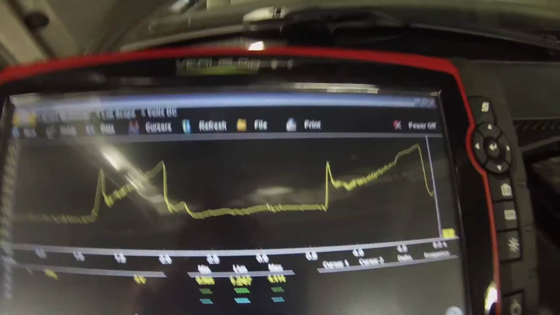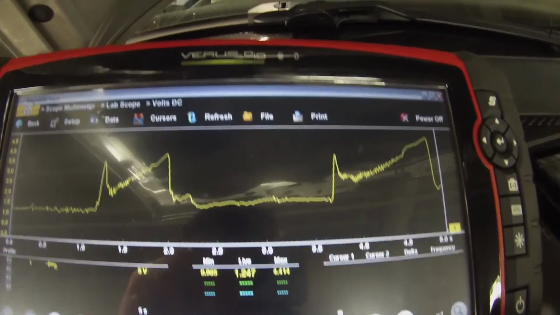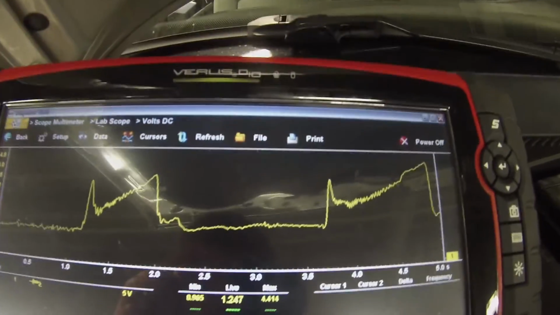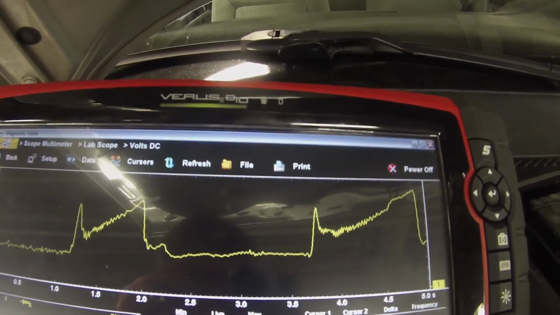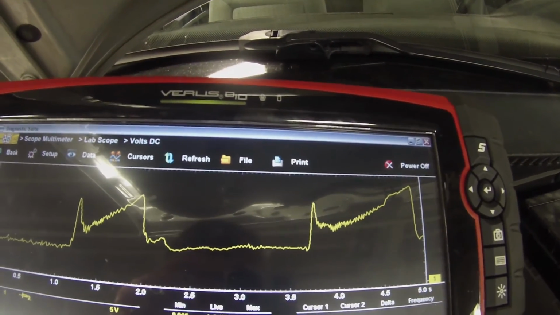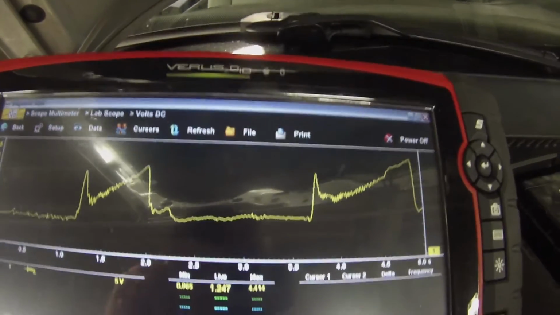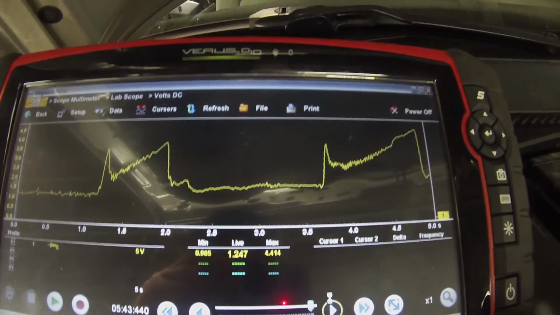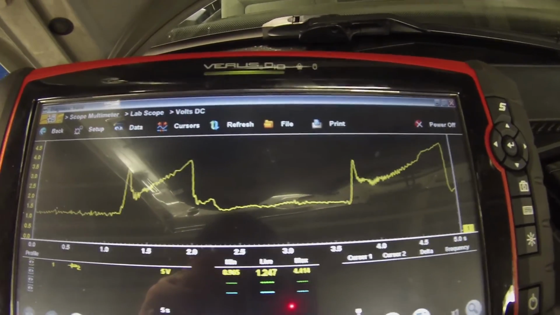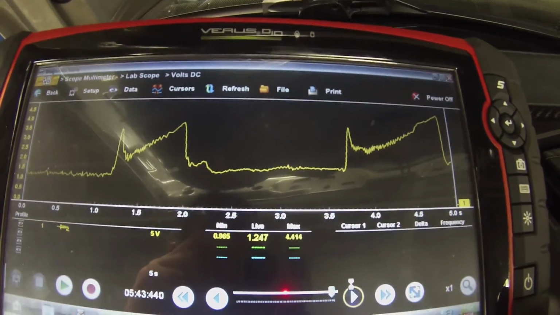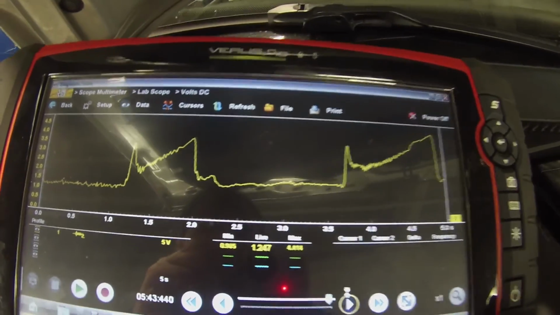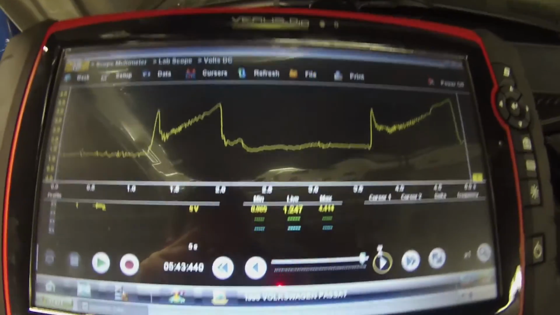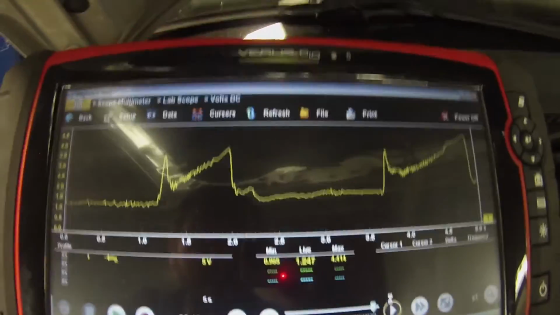So my O2 responds to mixture changes. What else? I got nothing. Coolant temp's good, intake air temp's good. So I'm gonna put a mass airflow in this car and hopefully get an after shot. If not, I'm feeling pretty confident.